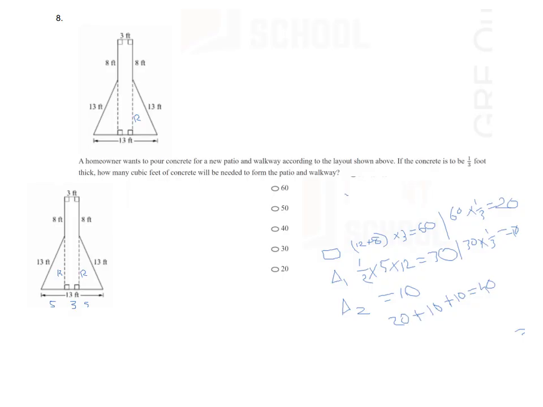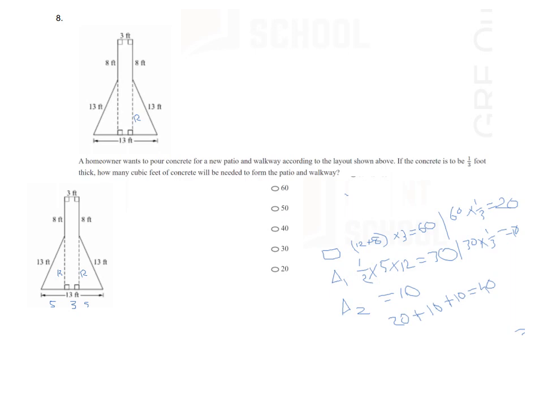Now the concrete is to be 1/3 foot thick. So 60 multiplied by 1/3 equal to 20. Now notice the first triangle. What is the area? Half into base. Base is 5 and height is 12. We got 30 and the concrete is 1/3 foot thick. So 30 multiplied by 1/3 equal to 10.